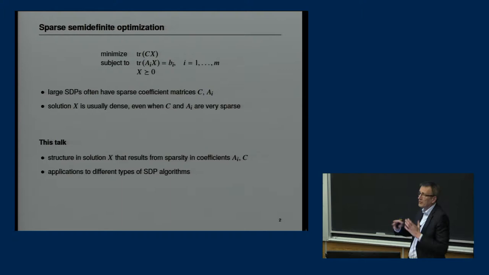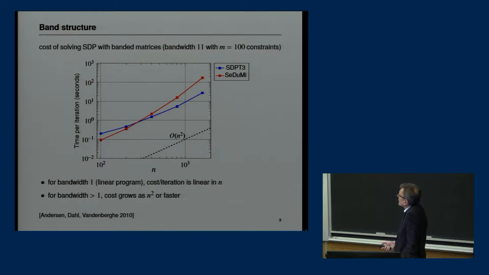And then if you look at the cost of solving a problem for a fixed bandwidth as a function of the dimension of the matrix N, with the standard SDP solvers that date from around 2000, but are still the most commonly used SDP solvers today in packages like CVX, then you see the complexity for a fixed number of constraints, M, and a fixed bandwidth scales as N squared, which is actually very good because you're solving for an N by N matrix of variables.